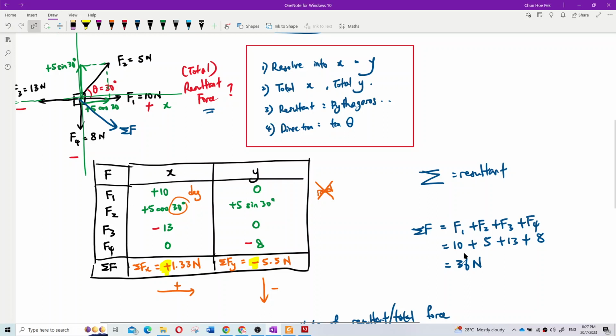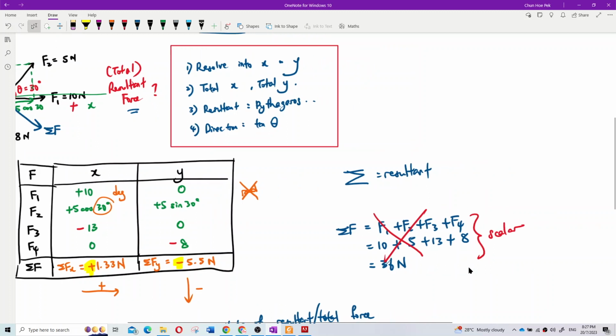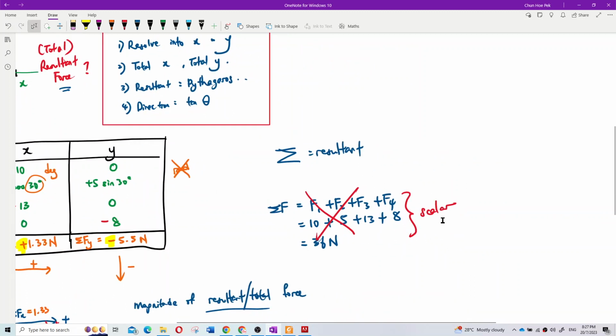Is it correct, class? Can we do like this? Can we just total up like that to find the resultant force, the total force? No, sir. Cannot. This one is only for scalar quantity. Only scalar quantity without direction, you can total up like this. But force is a vector. You cannot total up. This is wrong. But for scalar quantity, yes, you can just plus together. But for vector quantity, you cannot total up like that. Understand?